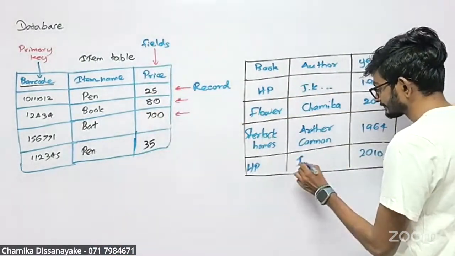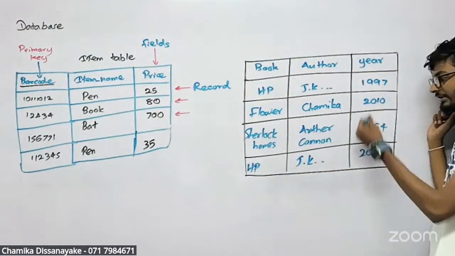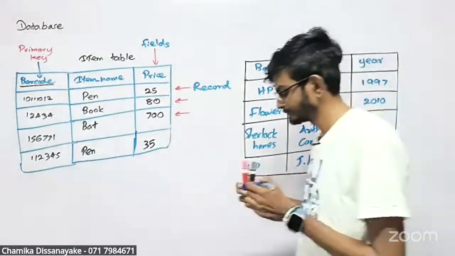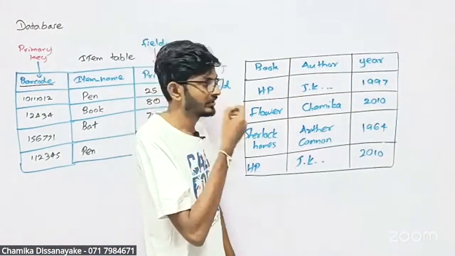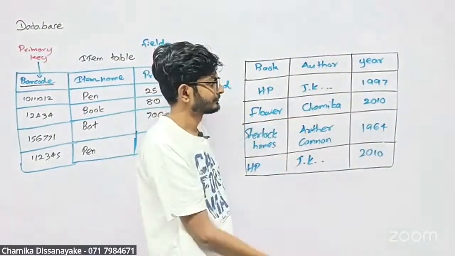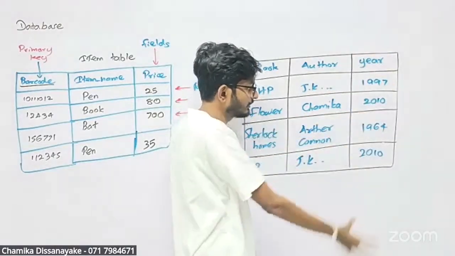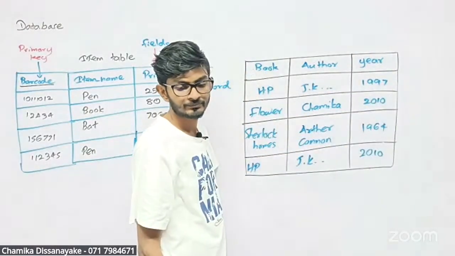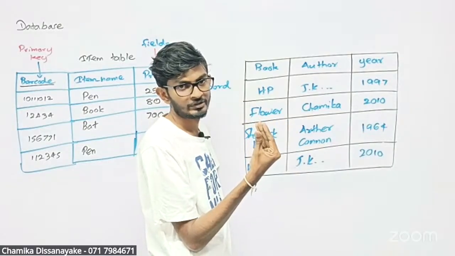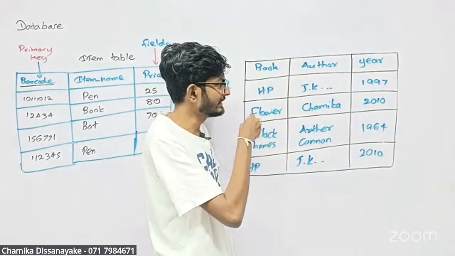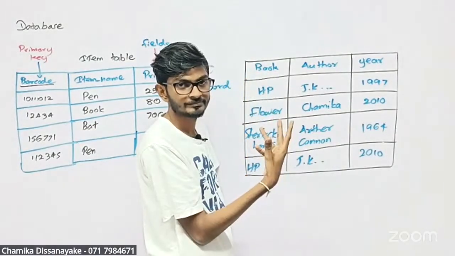So here also, guys, the same year can be duplicated. There is a problem. We can't have a primary key here because this one is duplicating, this one is duplicating, this one is also duplicating. We can't use a single field as a primary key.